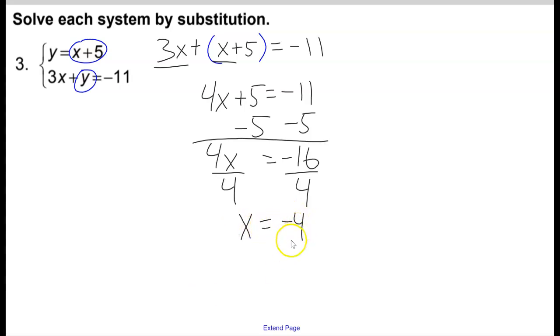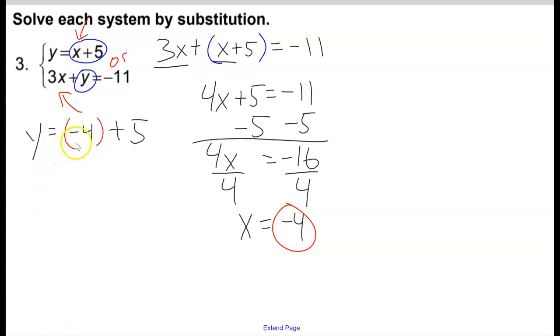Now I'm going to take that negative 4 and plug it back in. You can plug it in either one, but I'm going to pick that first one. You got y is equal to negative 4 plus 5. Different signs, find the difference. You get positive 1. So our point on this one is negative 4, 1. Don't forget to put the x first. Always put the x first.